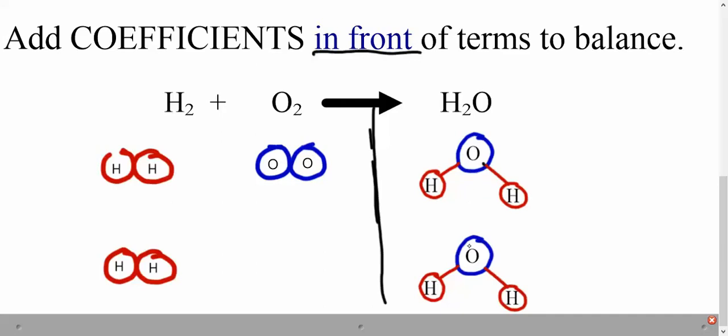So, how do we write that? Put a 2 there, and also put a 2 here. This describes the picture below. Those are coefficients. That is how you balance. These are subscripts, and these cannot be changed. Let's try another one.